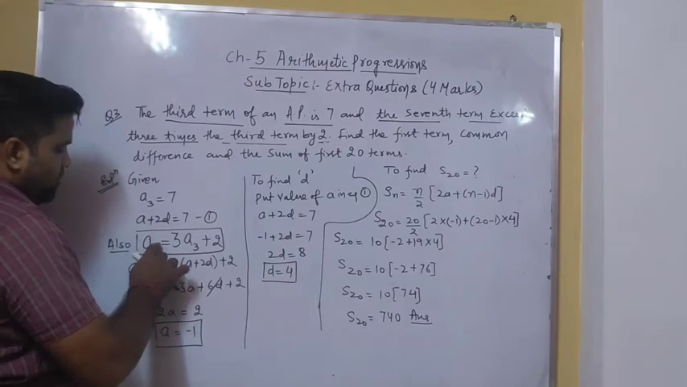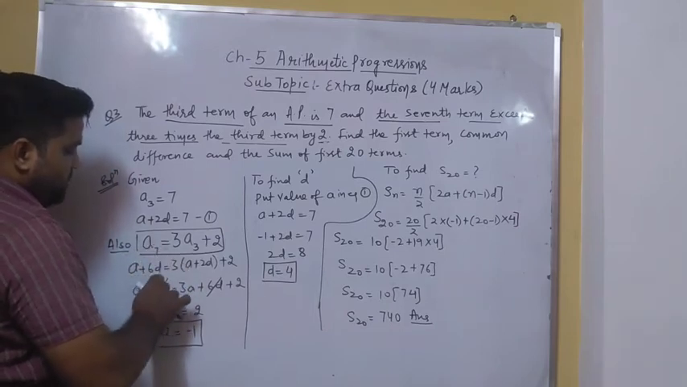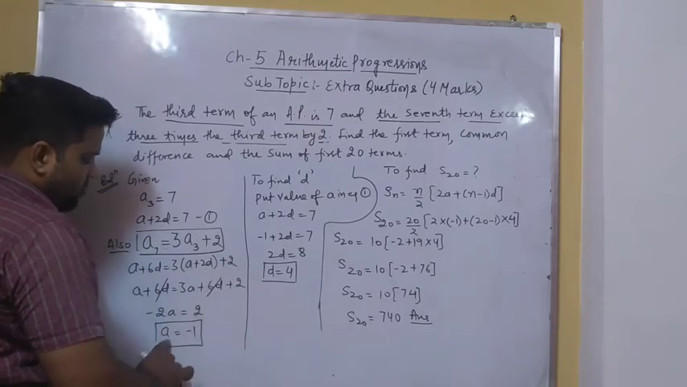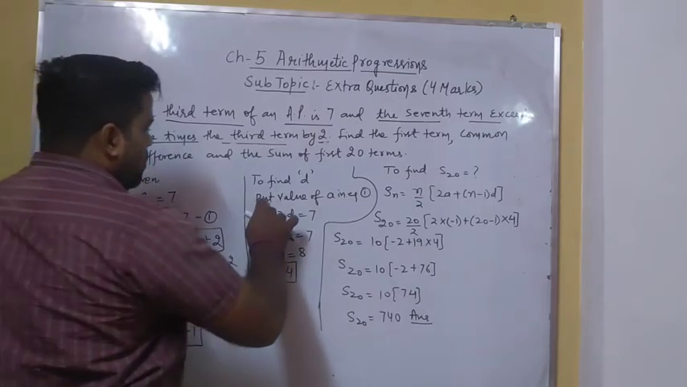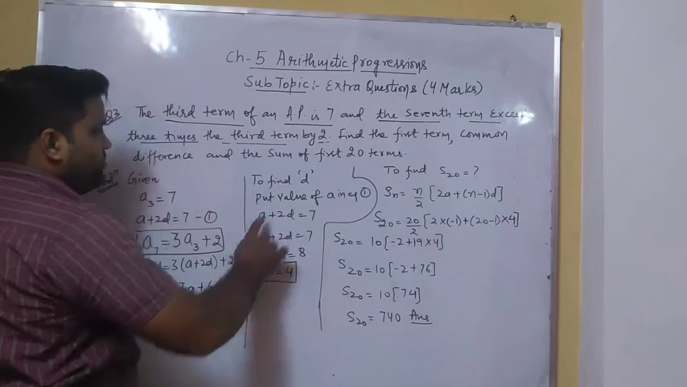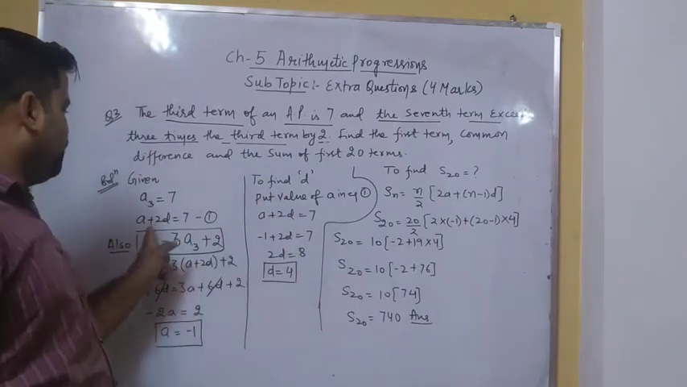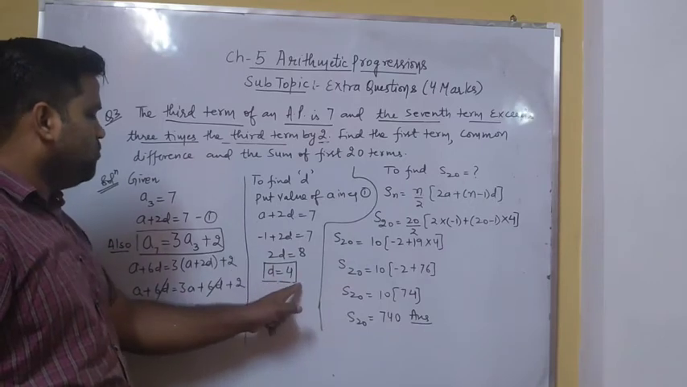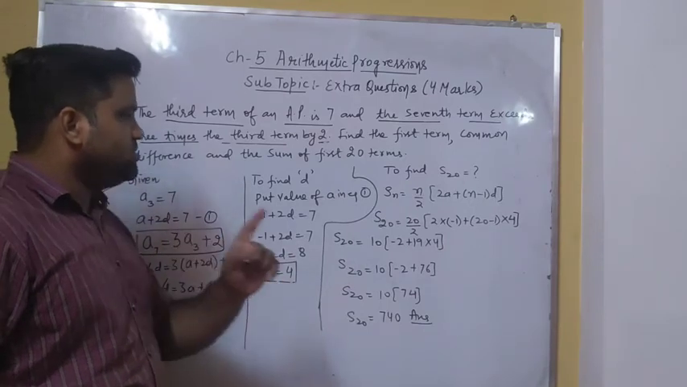Here on solving, we can write our seventh term as a plus 6d and the third term as a plus 2d. On solving, we get the value of a equal to minus 1. After getting a equal to minus 1, we put the value of a in equation first, which is a plus 2d equal to 7. On putting that value, we get d equal to 4. Here d is the common difference.